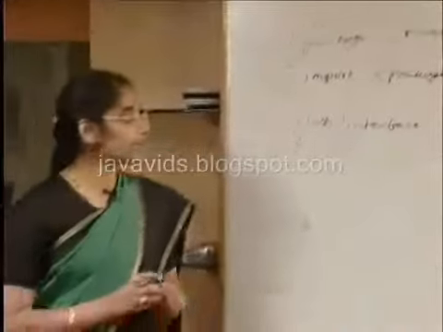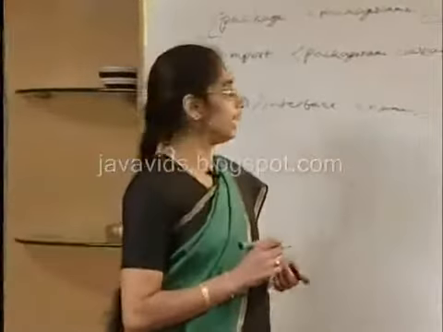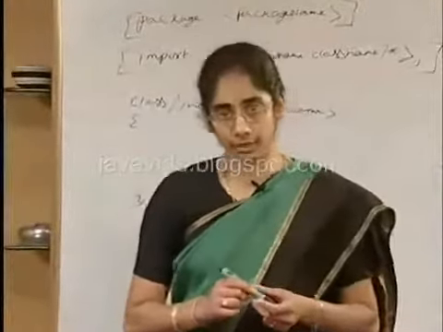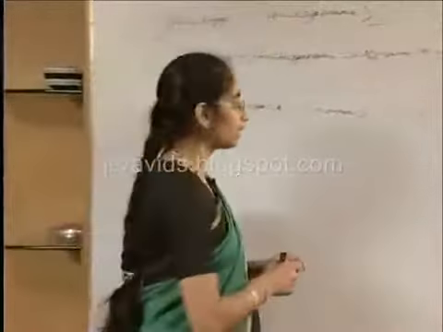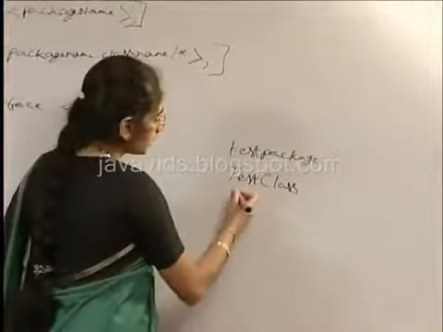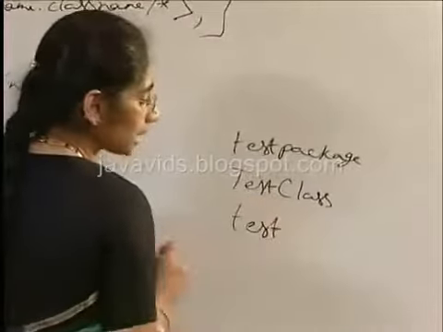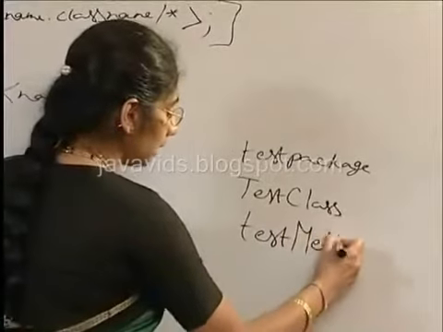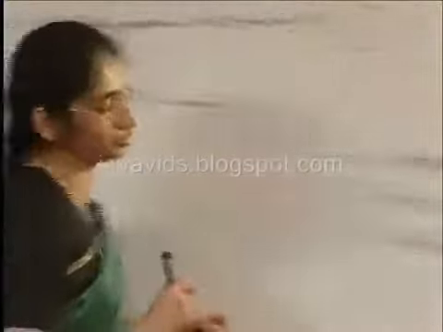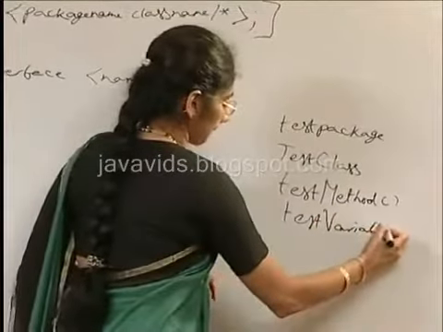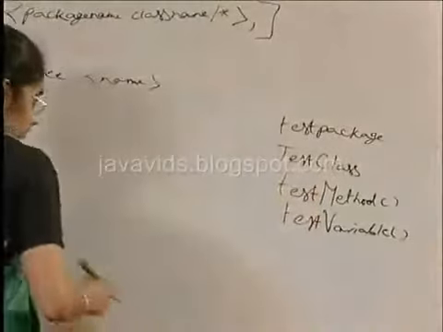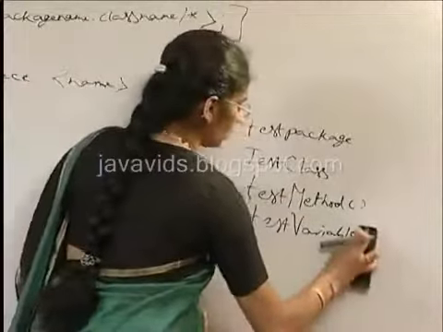Method names must begin with lowercase, and for every word after that, the first letter of the word should be uppercase. Remember, we are beginning with lowercase. So testMethod is the name of the method. The t of test is lowercase, but the M of Method is uppercase. Then variable names also follow the same rules. So testVariable is written likewise.